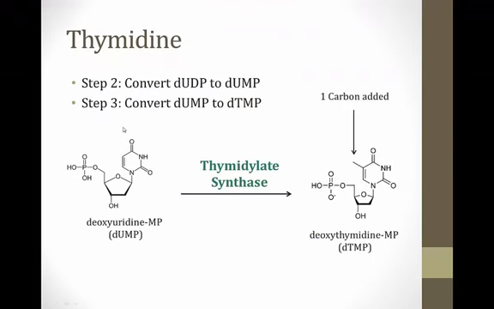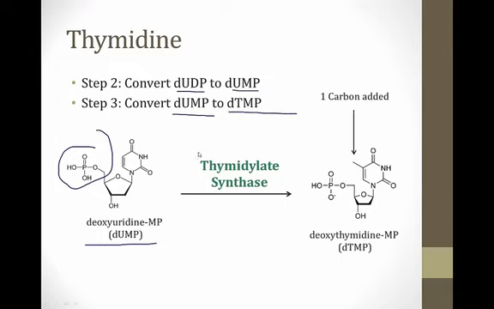Step 2 in synthesizing thymidine is to remove a phosphate group and convert deoxyuridine diphosphate to monophosphate. I've not shown that on the slide here, but once you do this, you will be left with a molecule called deoxyuridine monophosphate, which just has one phosphate group here. And then step 3 is really the most critical step. This is where you convert deoxyuridine monophosphate into deoxythymidine monophosphate.